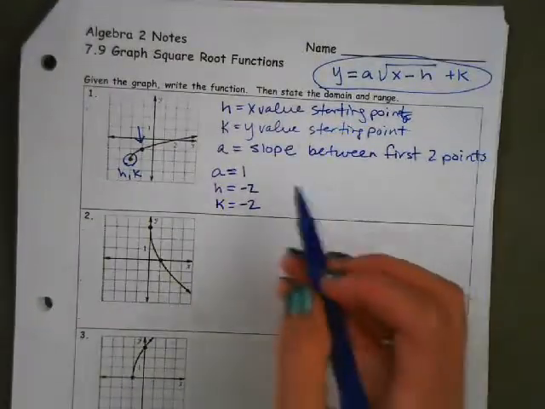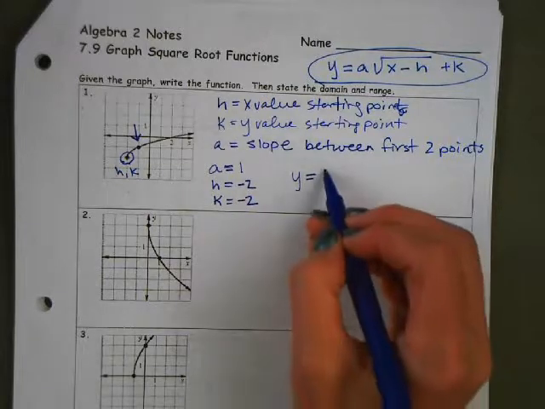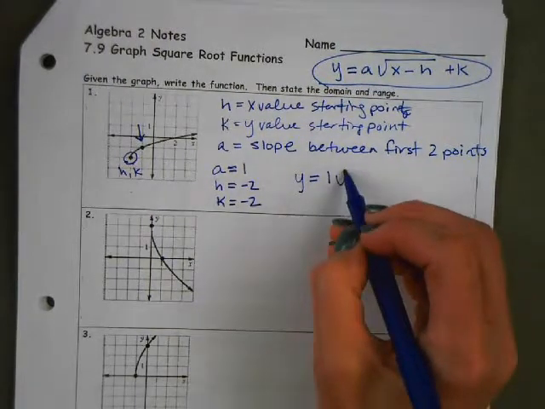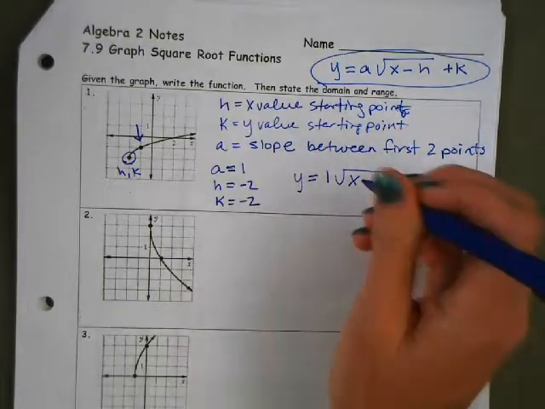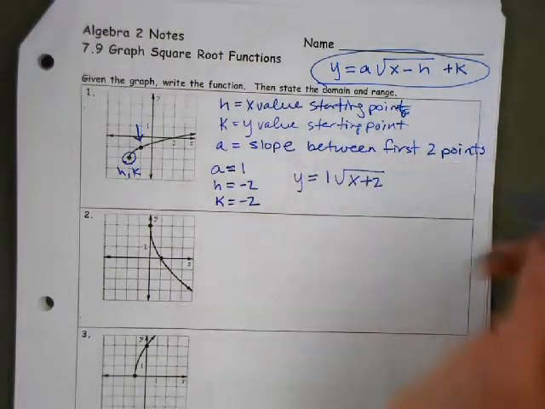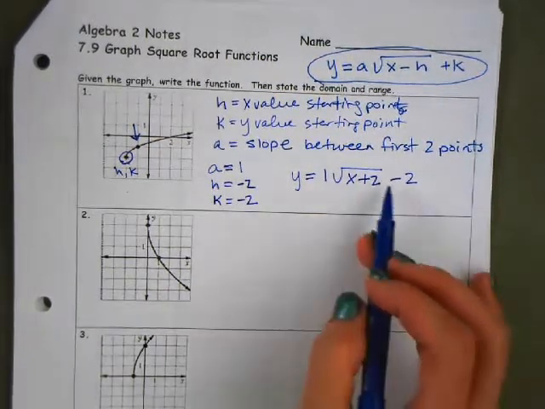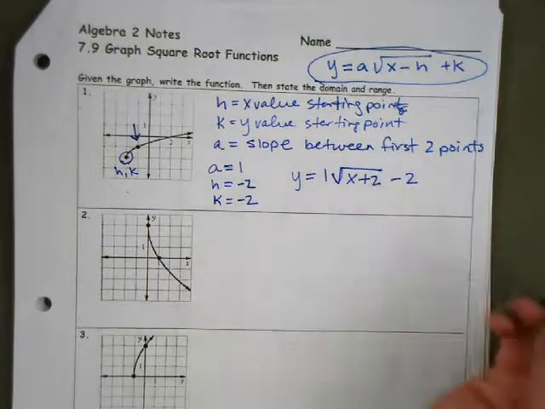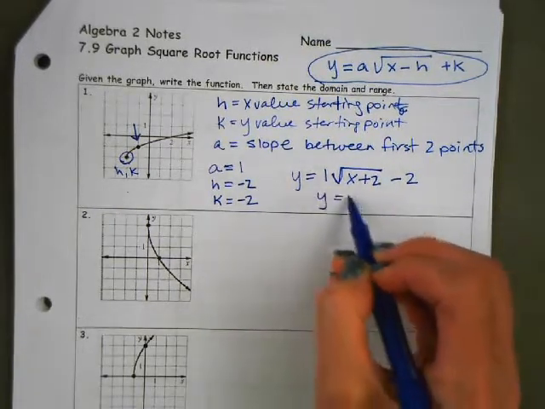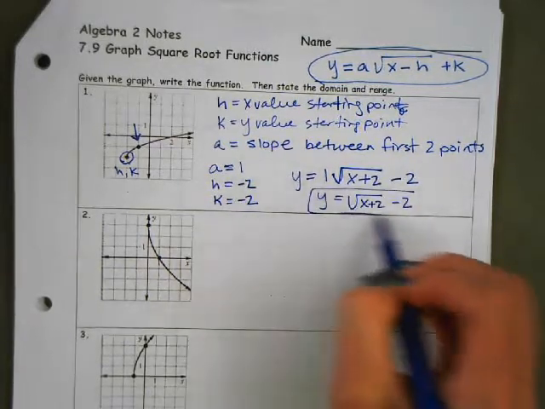Okay? So, can I write it? I sure can. Y equals, well, what's my A value? 1. So I do the square root of, I got x minus a -2, so it becomes x plus 2. And then I have minus 2 as my k. Now remember, k is outside of the square root. Only the h is inside the square root. So if you don't want that 1 there, you don't have to write it. Just y equals the square root of x plus 2, minus 2. And then that's your equation.